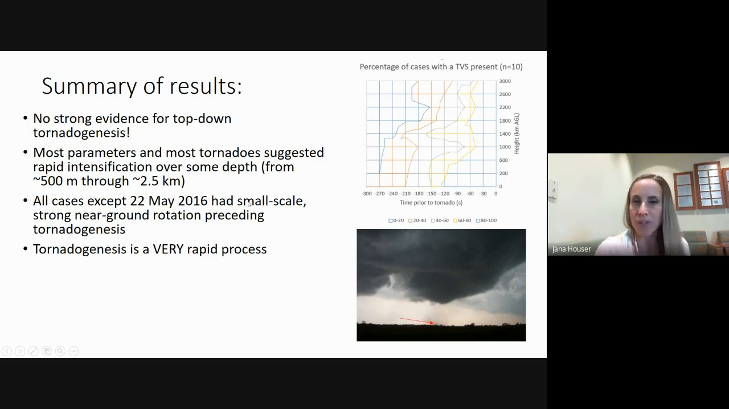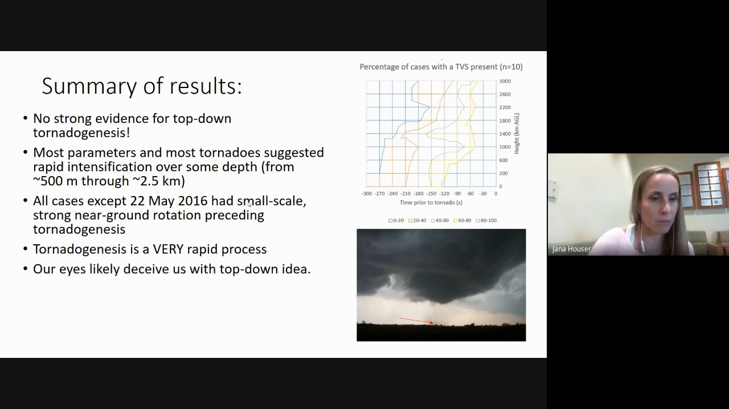So most of the parameters that we looked at are suggesting we have rapid intensification, mostly from a non-descending process. And this is occurring through heights of several hundred meters above ground to about 2.5 kilometers or so. And it's really important to note that tornadogenesis is an incredibly rapid process. So the idea of this top-down scenario is probably our eyes deceiving us.